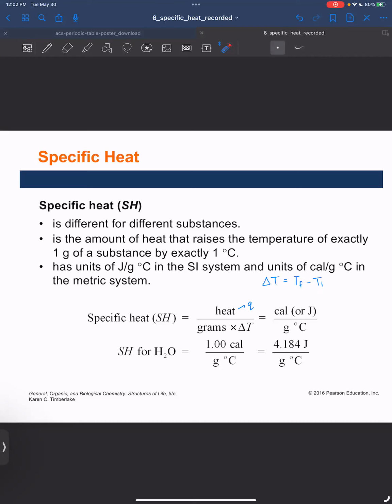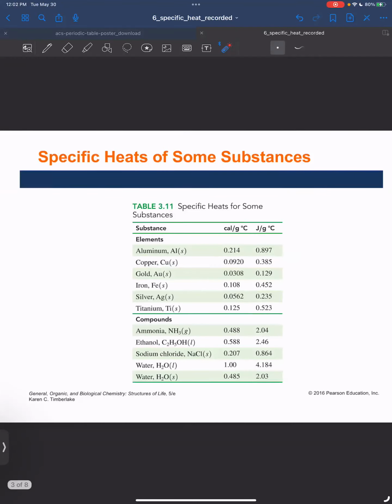And I like to relate a lot of what we learn in chemistry to cooking. So for example, if we're comparing the specific heat of copper metal. Now, copper metal pans are state of the art in cooking, and that's because they have a low specific heat. So I'm going to be primarily looking at joules, but remember you also have specific heat in calories as well.